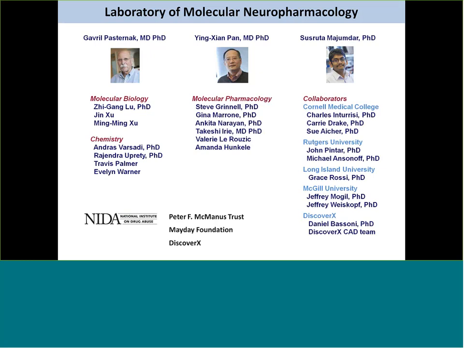I have to give credit to the people who actually did the work. Our group has actually been very fortunate to have 3 of us working together, myself, Dr. Pan, and Dr. Majumdar. Dr. Pan is a truly exceptional molecular biologist who actually cloned probably 90% of the mu-opioid receptor variants that have been reported in the literature. Dr. Majumdar is a medicinal chemist who made many of the compounds that I discussed today, particularly IDNTXA.